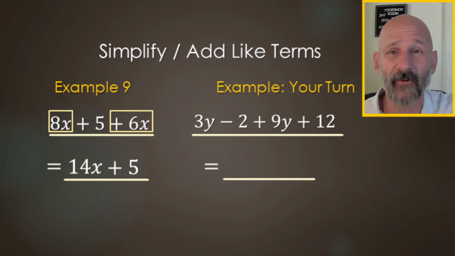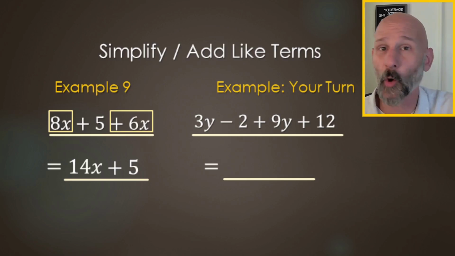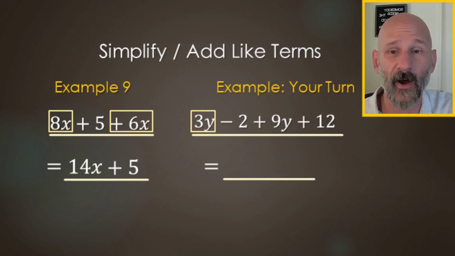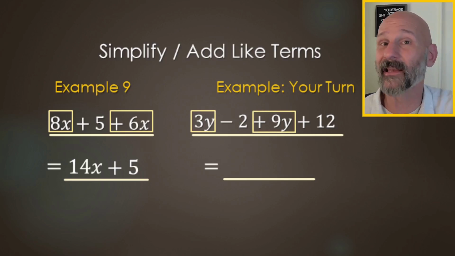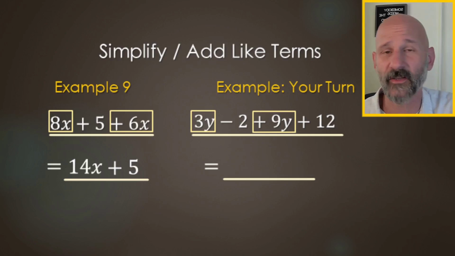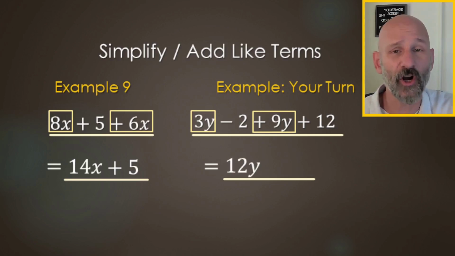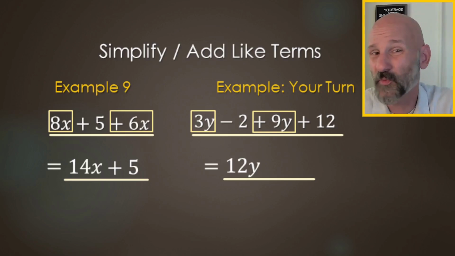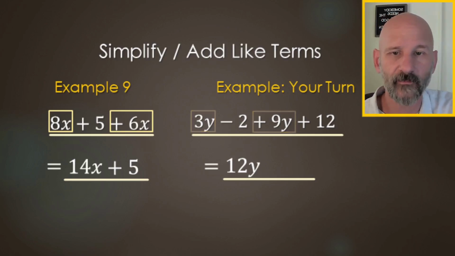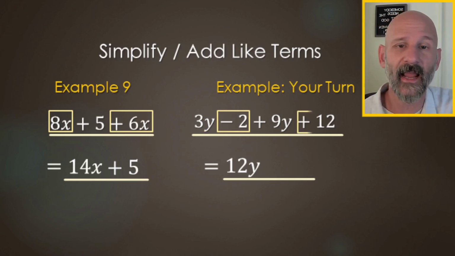So here we've got to identify our like terms. Well, let's look at our y terms, right? We have the 3y and we have the plus 9y. Okay, so 3y's plus 9y's for a grand total of 12y's. Now let's look at our constant terms. These are the terms with no variables, right? Constant terms. Okay, we have the minus 2 and the plus 12.